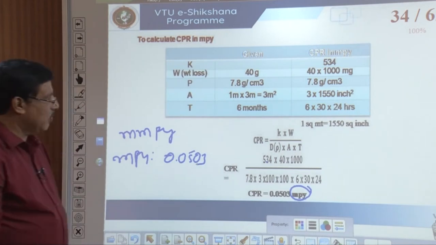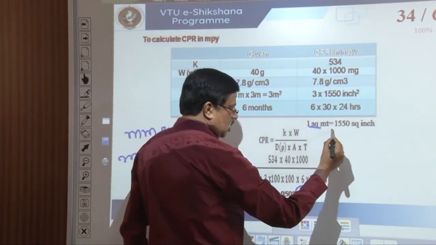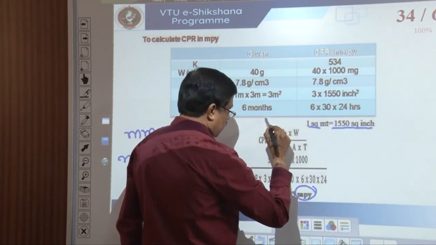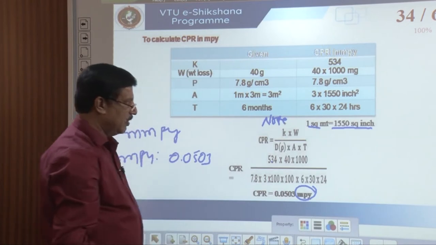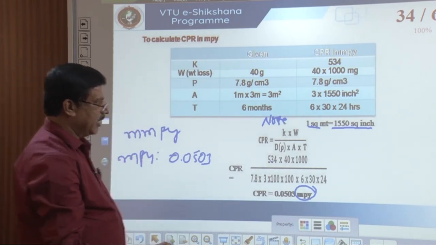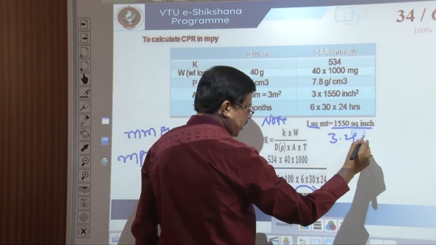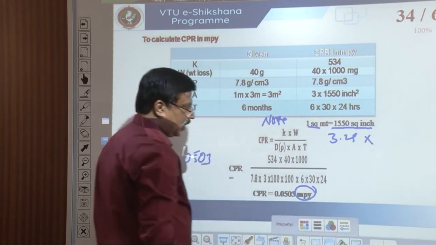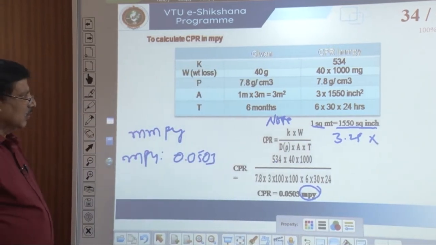So, this is the answer, and this is why we are solving this numerical problem. Note: 1 square meter, that is 1 meter into 1 meter, is equal to 1550 square inch. You have to convert meter into inch, and at the end you will get 1550. You have to do that.